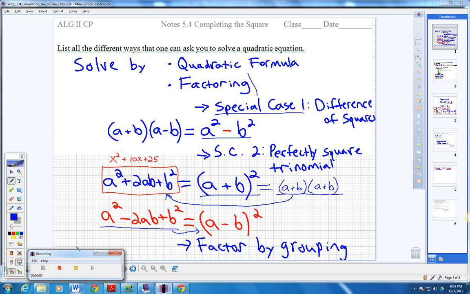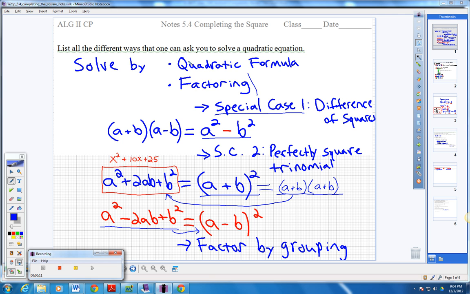Alright, Mr. Claxton's algebra class. Just going to take you through a very, very brief, much more brief than the last one, overview of what we did today in class when I introduced solving quadratic equations by completing the square.